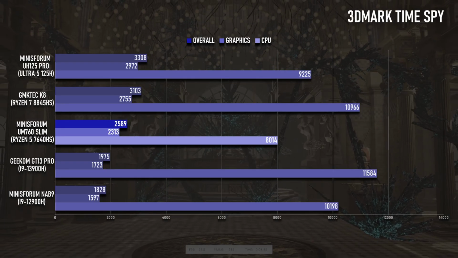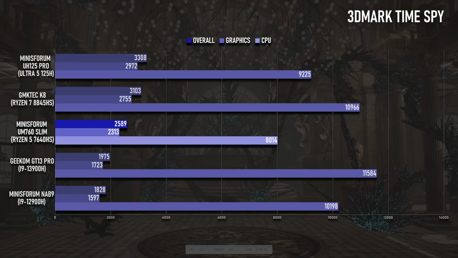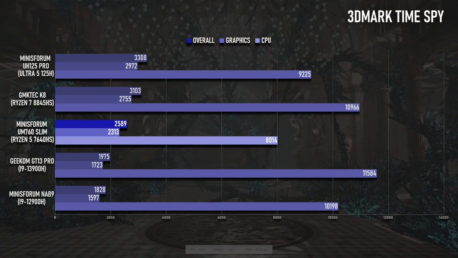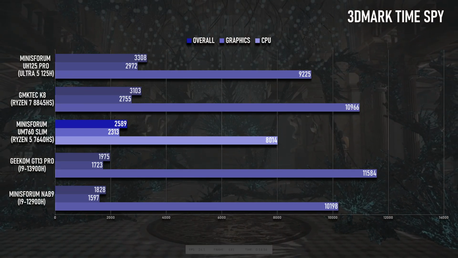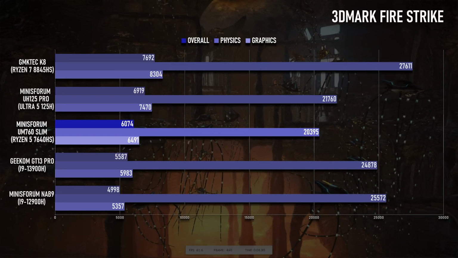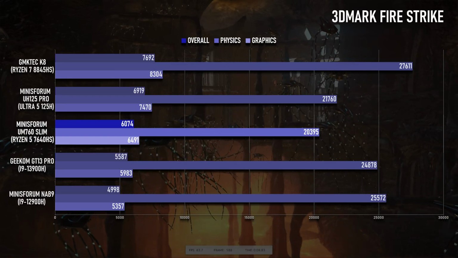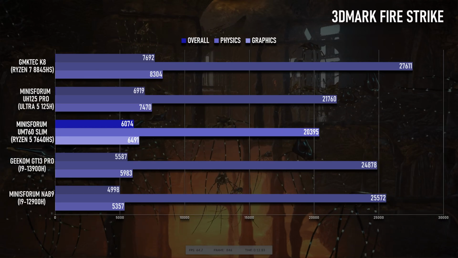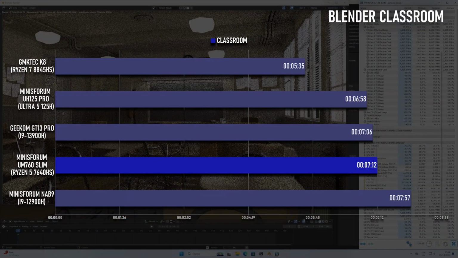That goes equally true in 3D Mark. TimeSpy has an overall score of 2.6K, being propped up by a respectable 8K result in the CPU test. And Firestrike manages 6K overall with a physics score of over 20K. In Blender, the classroom render completed in 7 minutes 12 seconds, a few seconds slower than a current gen Core Ultra 5 and over 30 seconds faster than a 12th gen i9.